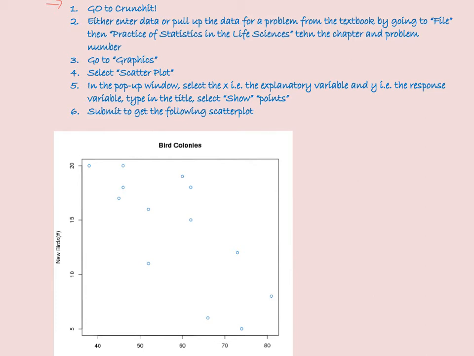In the pop-up window, it's important to select X, which is your explanatory variable, and Y, which is the response variable. And the important thing is to select Show Points. You want only points on your scatter plot. You do not want lines that join the points, because that would not show the pattern correctly. So once you hit calculate, this is the graph that you're going to get on Crunchit.